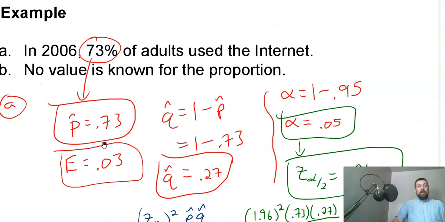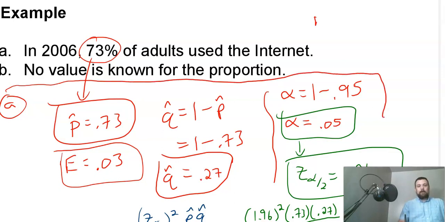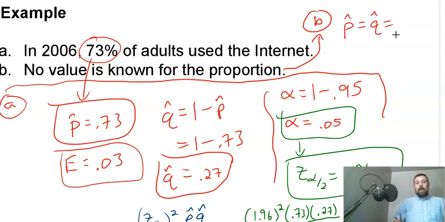So part B is no value is known for the proportion. We have no idea the proportion of adults that are using the internet, right? That's what we're pretending here. So if that's the case for part B, if you don't know, either use the other formula that was listed on that previous screen, or just remember that if we don't know what the number is, we just assume p hat and q hat are both equal to 0.5, right?